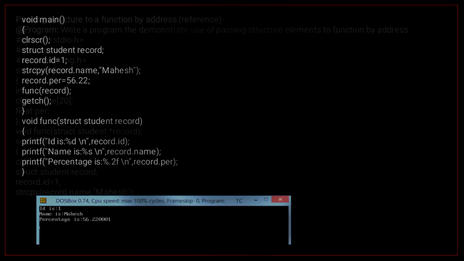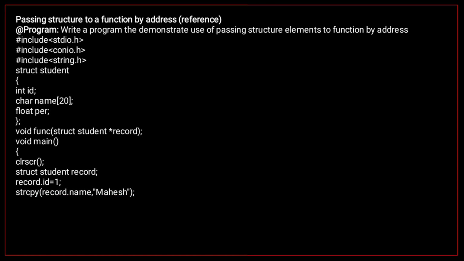Next method is passing structure to a function by address, that is reference. In this program, the whole structure is passed to another function by address. It means only the address of the structure is passed to another function. The whole structure is not passed to another function with all members and their values.